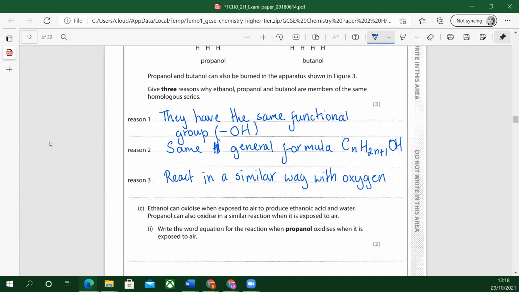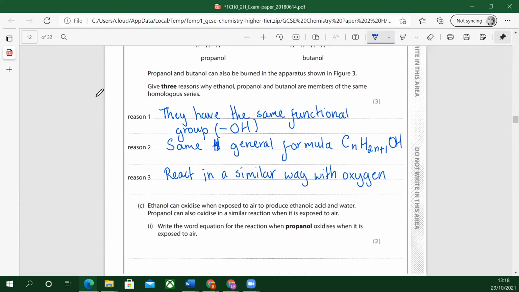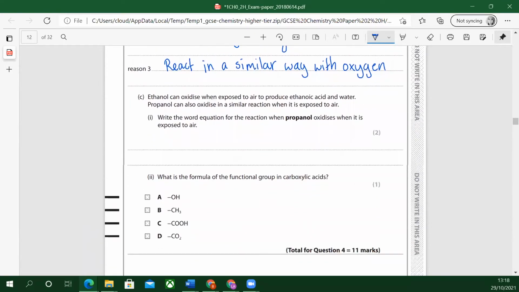If you can't remember the formulae, always look at that functional group. That's a big thing. If you've got the same one, and their names are similar too, that gives you a clue. That O on the end means they're all alcohols.